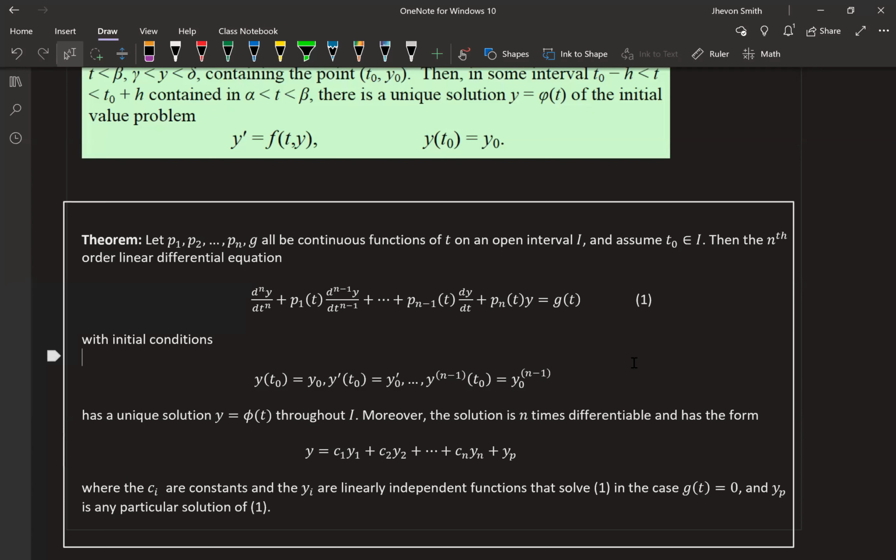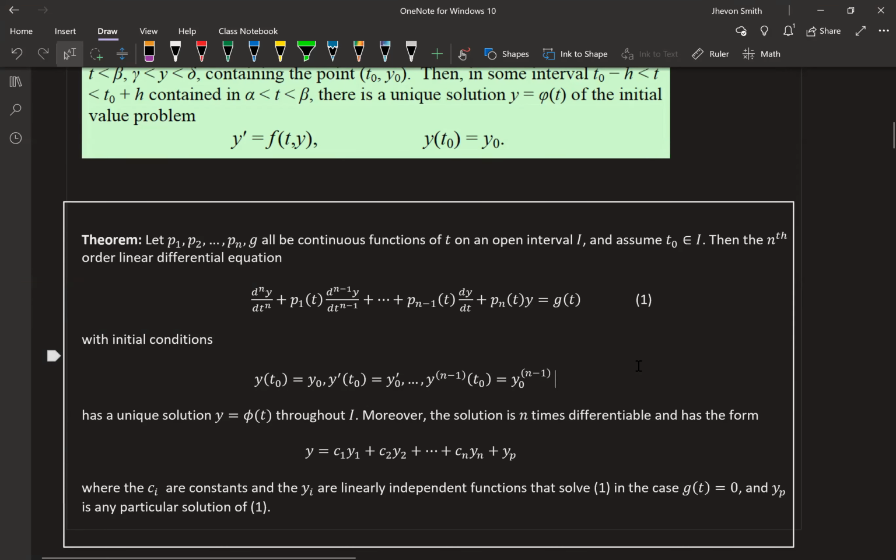And moreover, we know what form it's going to be in. The solution will look like c1y1 plus c2y2 dot dot dot plus cnyn plus some particular solution, where the c's are all constants, the y's are functions that are what we call linearly independent, and I'll talk about those later on, but it means that they can be thought of as distinct somehow. And the yp is just a solution that plays well with this g of t over here.